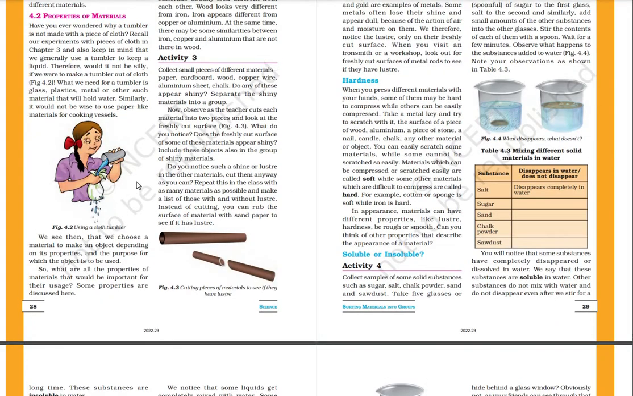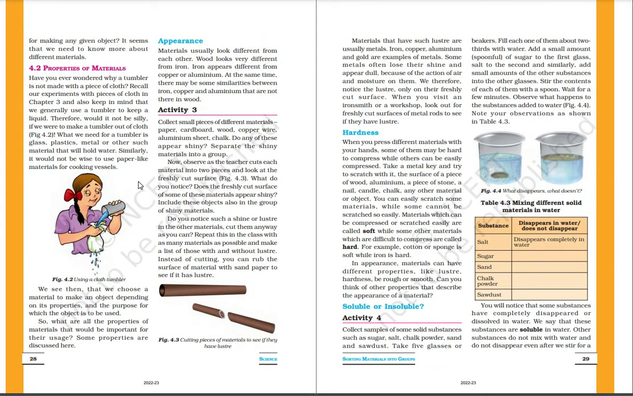So in figure 4.2, using a cloth tumbler, yes. So basically you can't make a cloth tumbler because cloth does absorb water and just leaks it out, and it does not hold water in it. And it also does not have a definite shape, so the cloth will keep on changing its shape and it can spill out. So it's not a viable material for a tumbler.